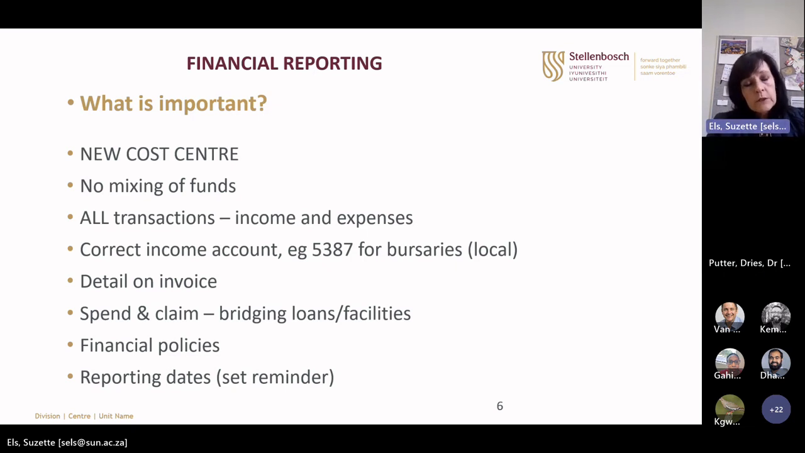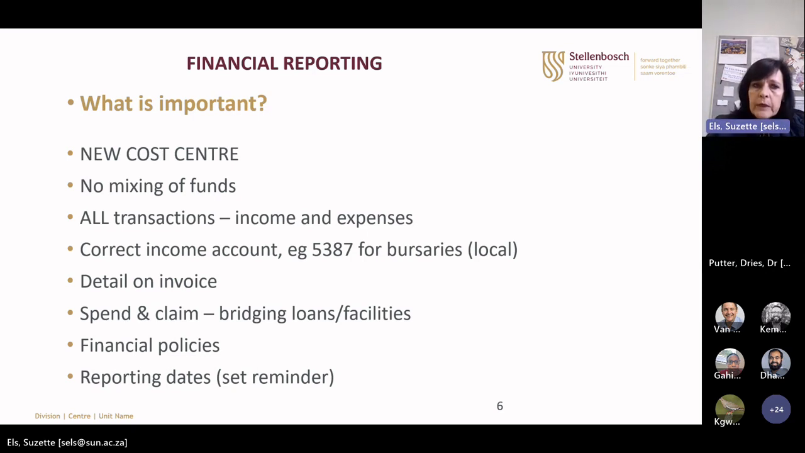When you do invoicing, so that's on the income side, make sure that you use the correct income account. The income account affects the ICRR, so the indirect cost. It also affects VAT when it's local funding. So make sure that you use the correct account number. If you need to invoice, for instance, for bursaries, there is a specific account number, 5387. When you use that account, it does not attract VAT and it does not attract indirect cost. So then there's no need for any corrections if you use the correct account number.